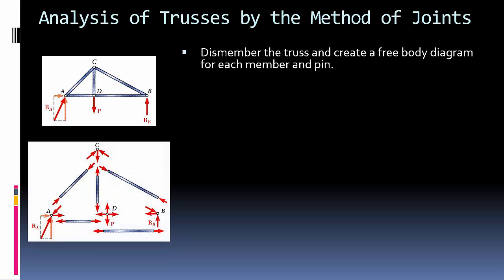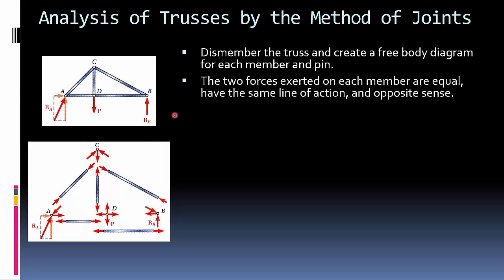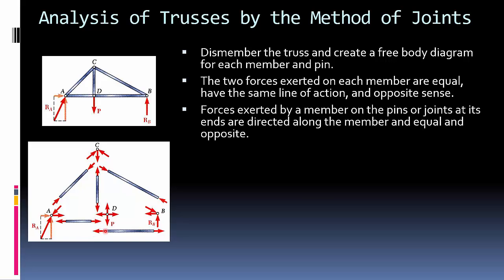Okay, so what are we going to do? We're going to dismember the truss and create a free body diagram for everything. We're going to go through and start creating all these separate individual free body diagrams. But remember, these things are related, right? So the two forces exerted on each member are equal and have the same line of action in opposite sense. So you'll notice that this force right here is going to be equal to that force. This force is going to be equal to that force, and so on. Forces exerted by a member on the pins or joints at its ends are directed along the member and are equal and opposite.